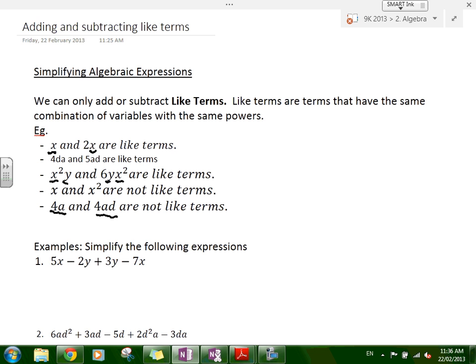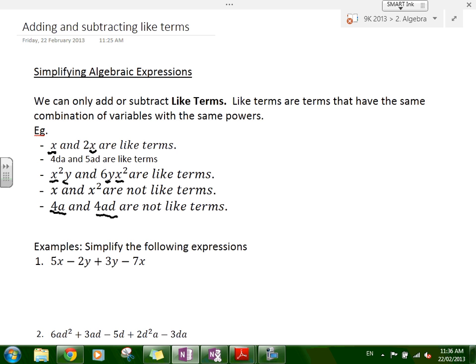What is 4AD and AD? 4AD and AD are like terms because the variables are the same. So the number before it doesn't matter. The number before it is just telling you how many lots of that thing you've got. One has power, the other doesn't. Yep. Are there any other questions? Okay, so we're familiar. Remember, the combination of variables has to be the same, and the powers have to be the same when we have like terms.